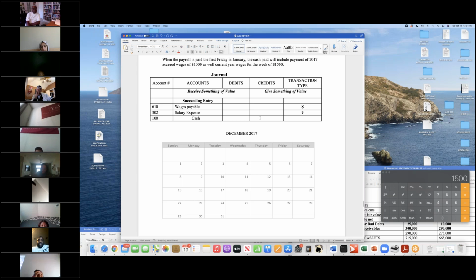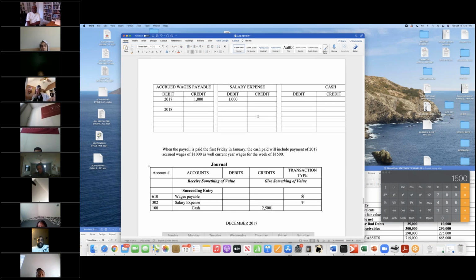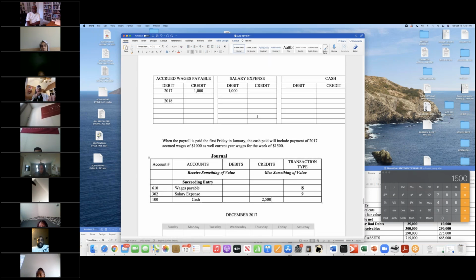Some people are going to holler and scream, I want my $2,500. And so what you've got to do, you've got to pay. They've already worked 2 days in the prior year, and you've recognized expense. So you still have to pay them that $1,000 you just recognized. Once you make that entry, then the payable is cleared out.